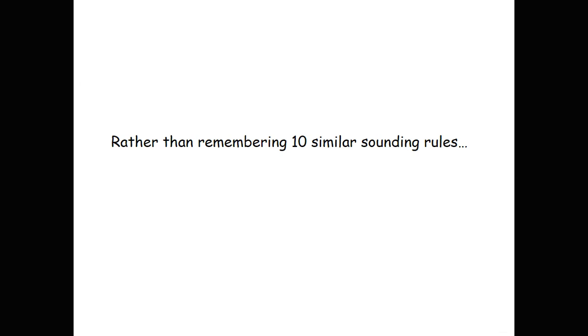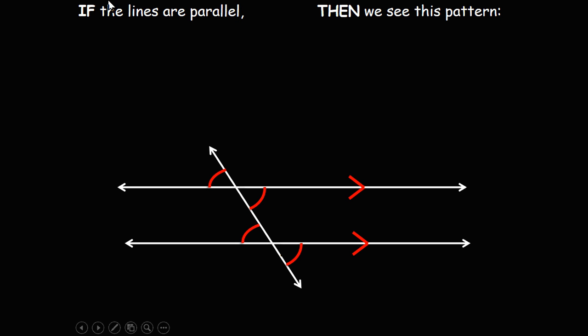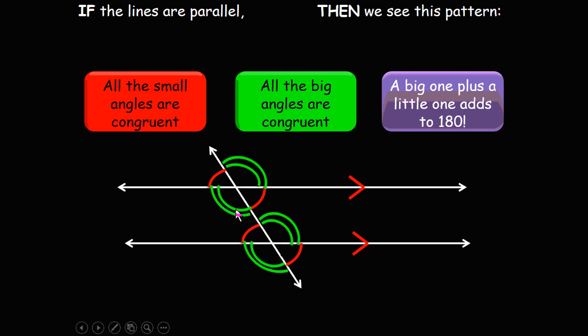It can be easier to remember it like this. Whenever the lines are parallel, we see this pattern. These two lines are parallel, so all these red angles are congruent, and all these green angles are congruent. And a red angle plus a green angle, or an acute plus an obtuse, add to 180.